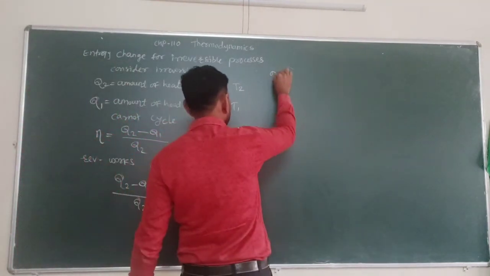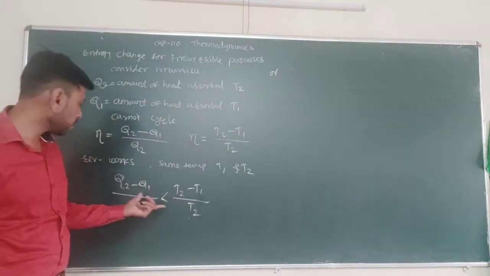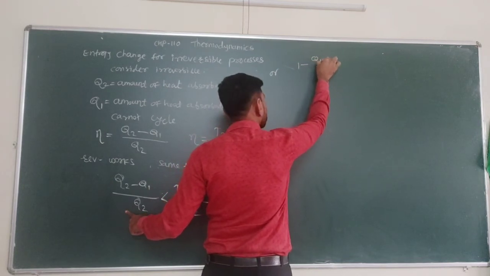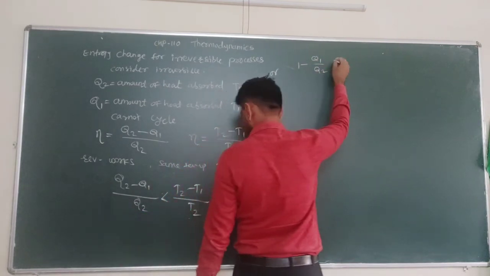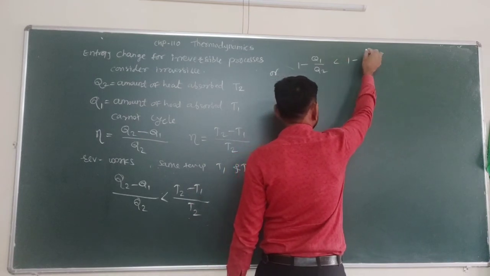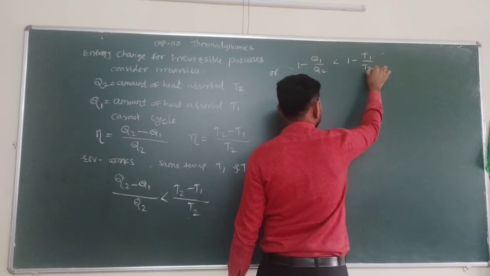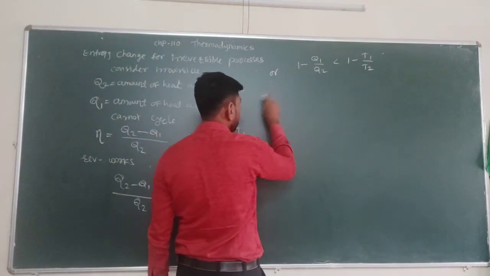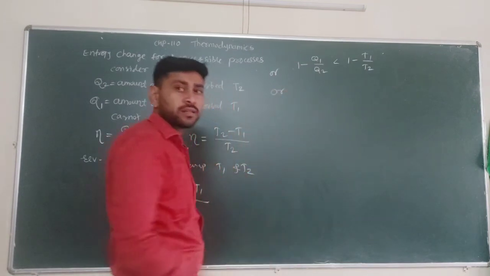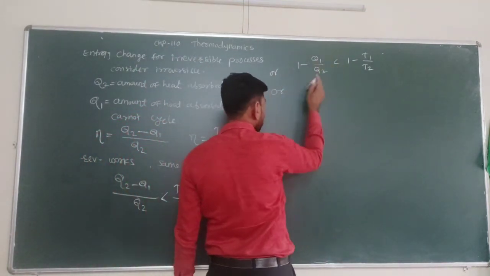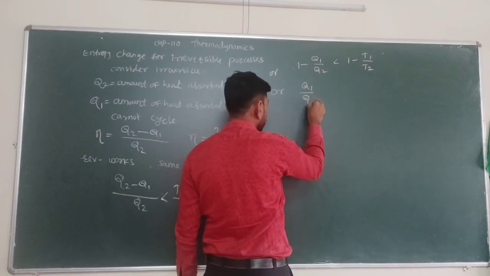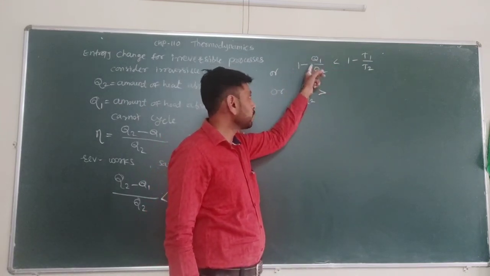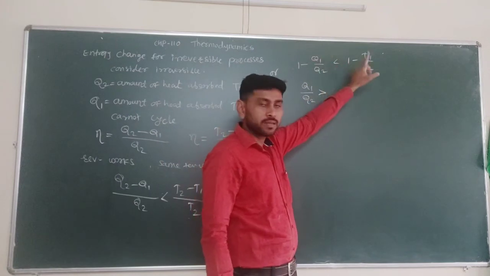We can write the same equation in another form: 1 minus Q1 upon Q2 is less than 1 minus T1 upon T2. This is possible if Q1 upon Q2 is greater, because if we subtract this quantity from 1, the result should be less than 1 minus T1 upon T2.